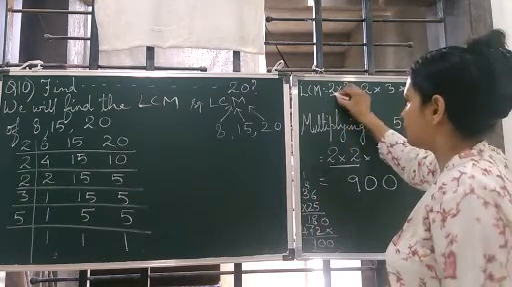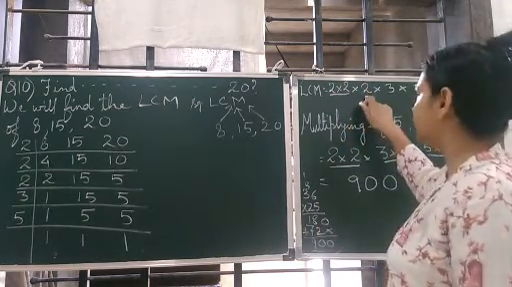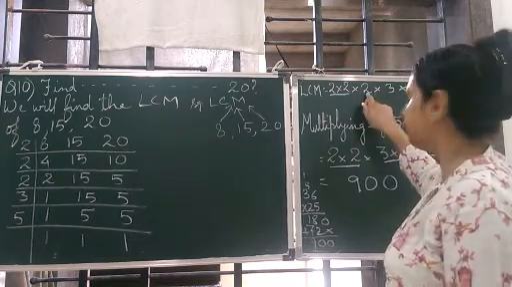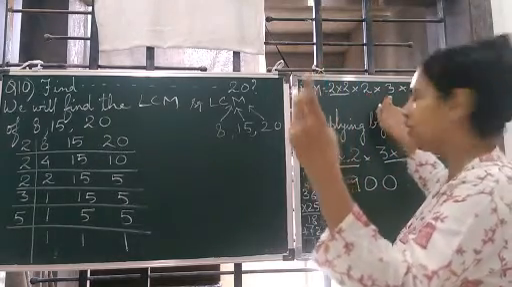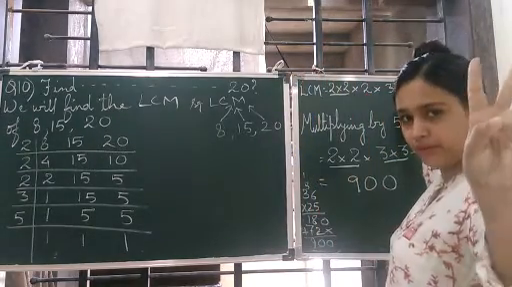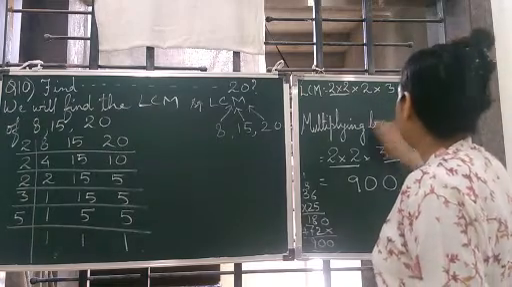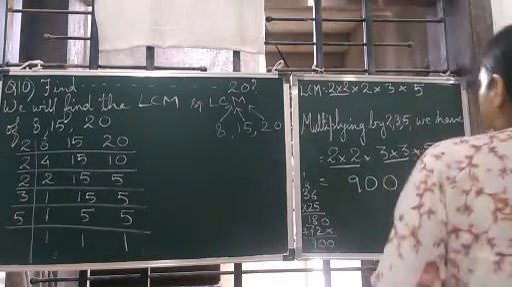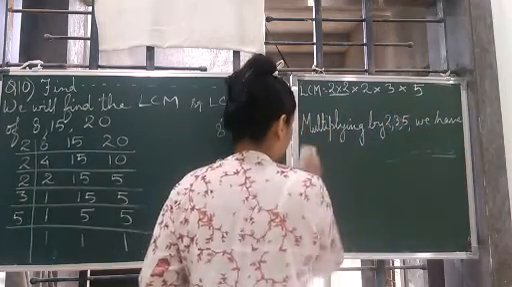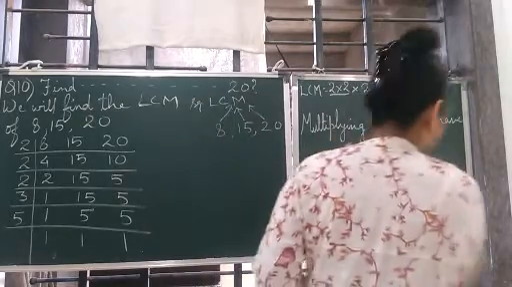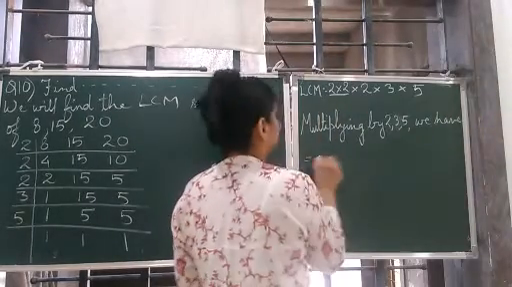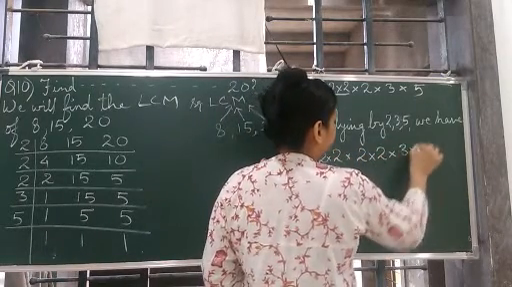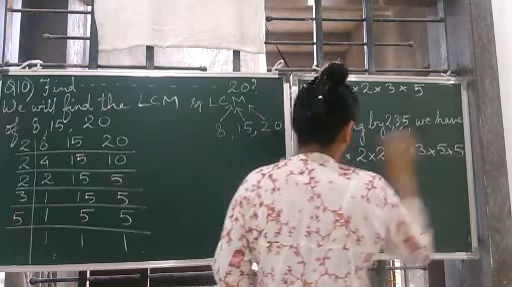Let's make the pairs. This is a pair. This doesn't have a pair. This doesn't have a pair. This doesn't have a pair. That means you will have to multiply by a 2, by a 3, by a 5. So you will have to multiply by 3 numbers. Multiplying by 2, 3 and 5. Let's see what do we have. So we multiply by a 2, by a 3, by a 5.